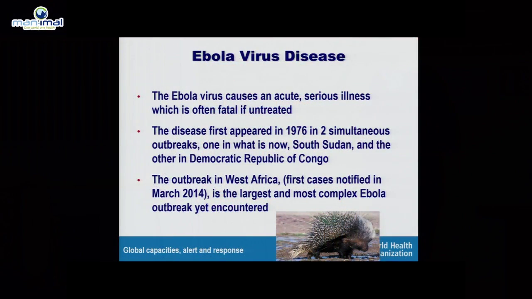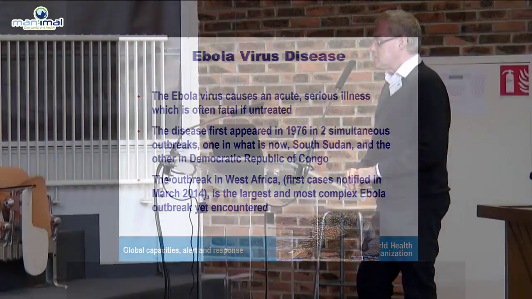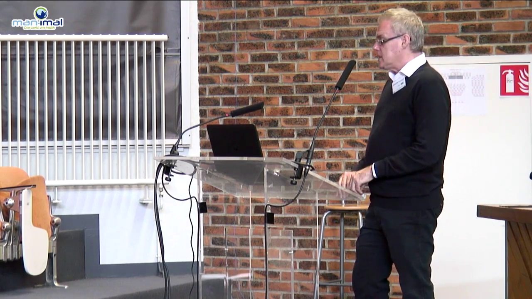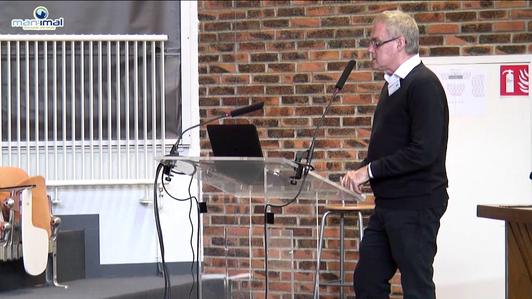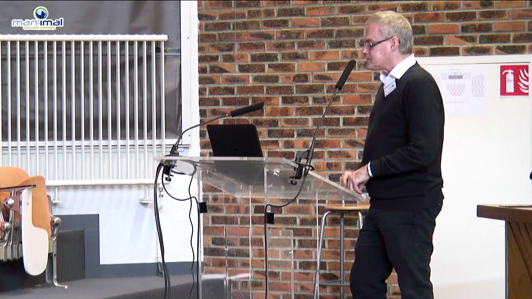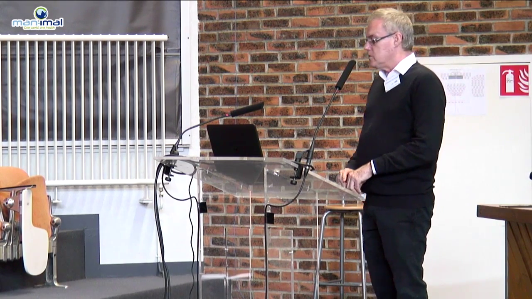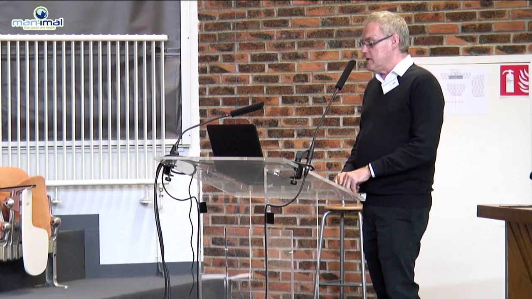And the last one I wanted to mention was Ebola. I think the memories of the outbreak in West Africa are still fresh in everybody's minds. And as we know, Ebola is an acute serious illness which is often fatal if untreated. We've known about this disease for about 40 years now. There are a couple of outbreaks in Eastern Africa. And certainly the outbreak in West Africa, which first came to our attention in 2014, has been the biggest and most complex that we've yet encountered.